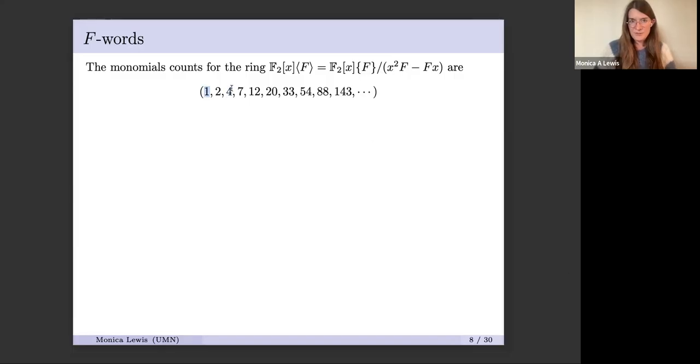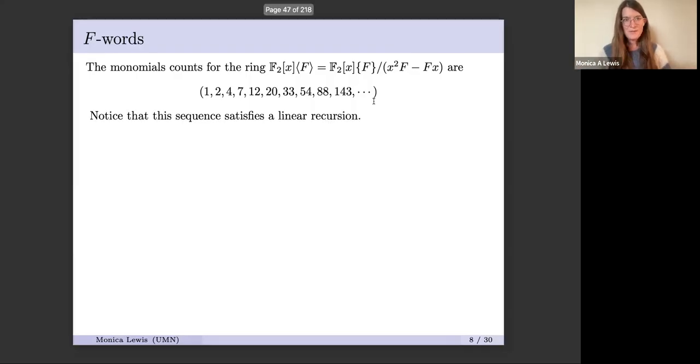So 2 times 4 minus 1 is 7. 2 times 7 minus 2 is 12. 2 times 12 minus 4 is 20. 2 times 20 minus 7 is 33. 2 times 33 minus 12 is 54. And then we're past the capabilities of my mental arithmetic, but you can check that it does indeed continue to hold for 88 and 143. And if you ask the computer to iterate this up to degree 50, it will continue as far as you're able to check. So we have a sequence that satisfies a linear recursion.